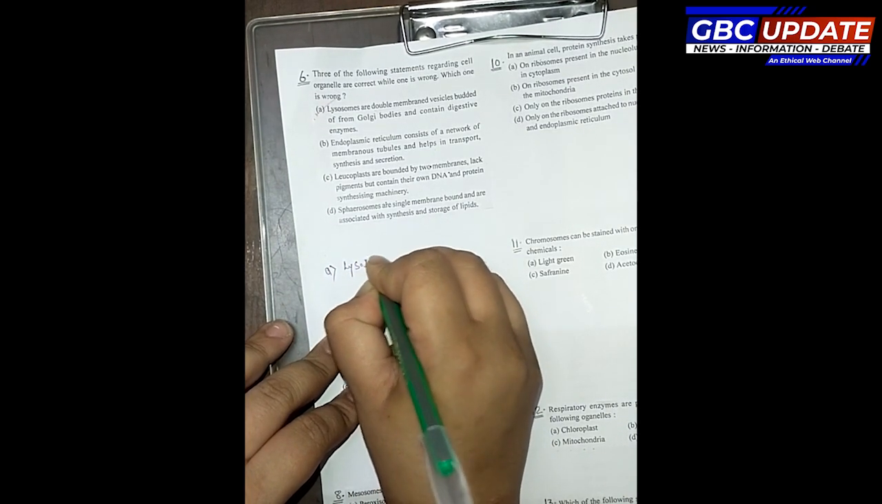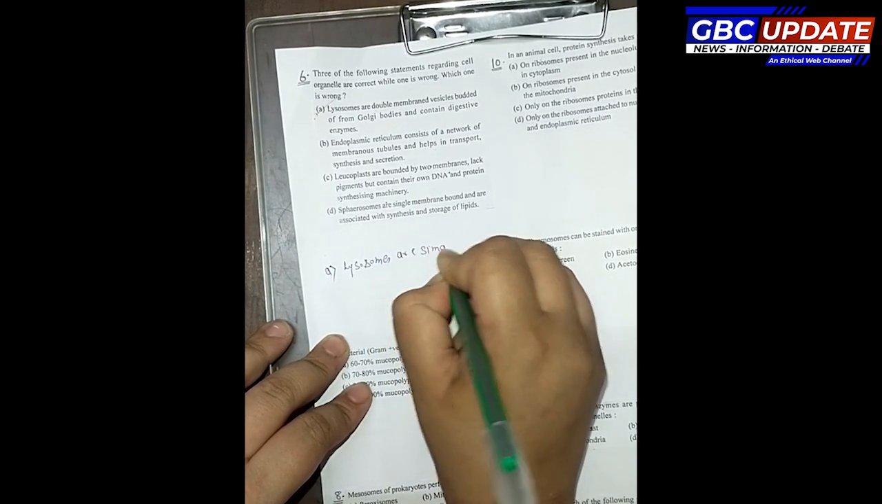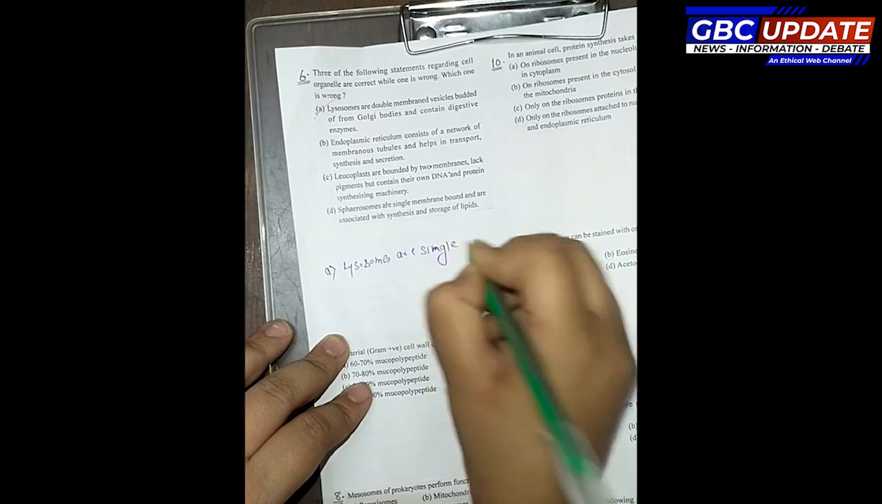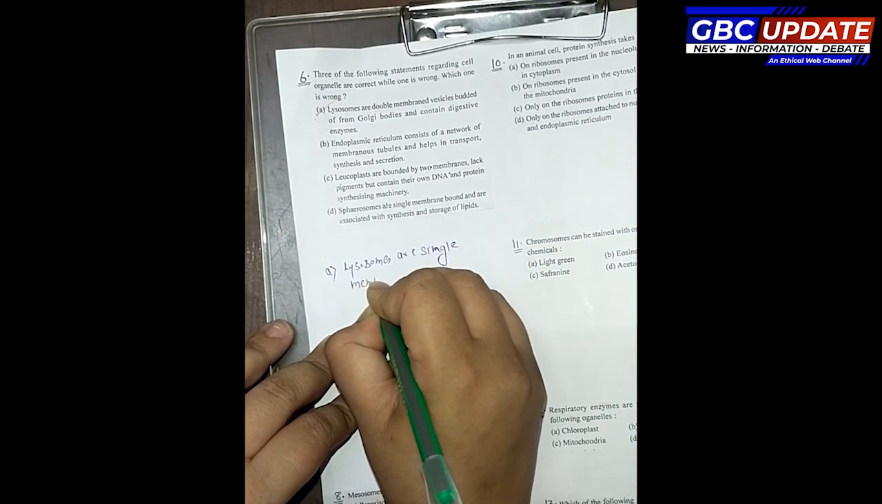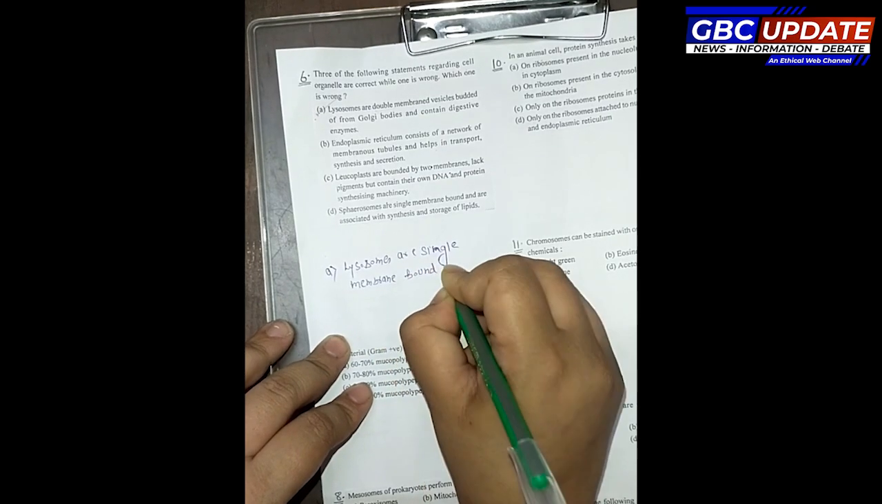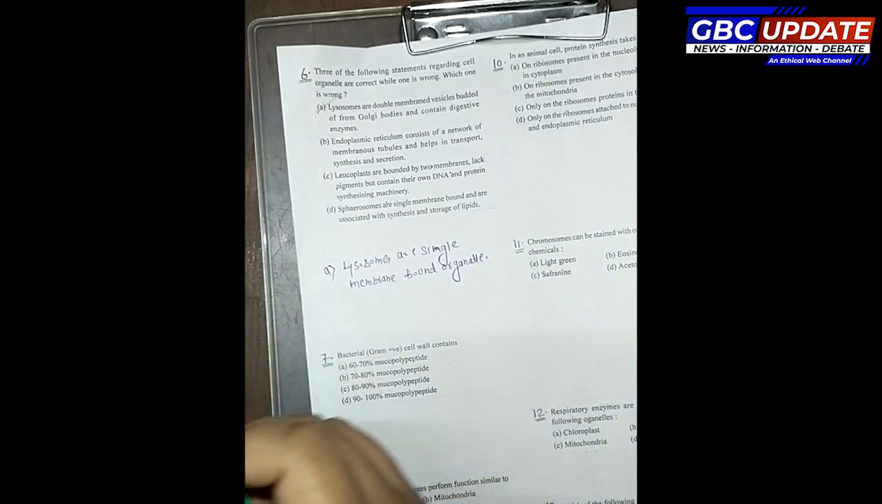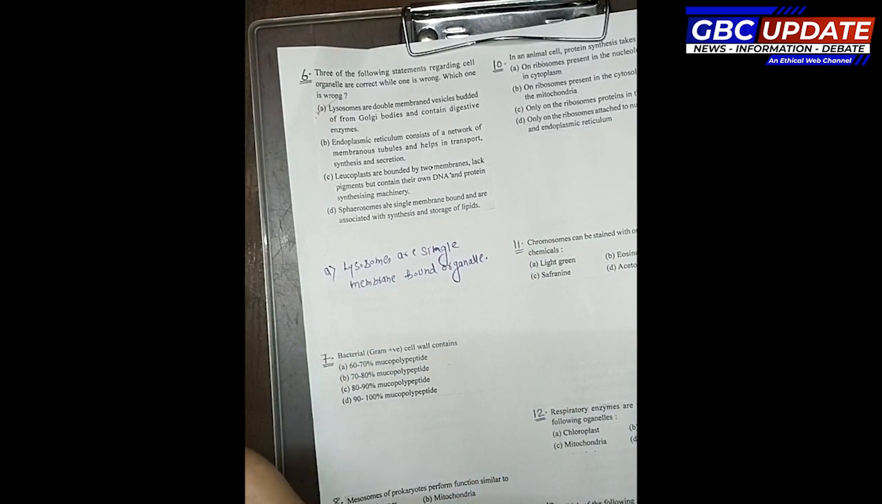lysosomes are single membrane bound organelles. Apart from this, all the details given are correct, like they are vesicles budded from Golgi body. This is correct. They contain digestive enzymes. This is also correct, but they are single membrane bound. That is why the correct option is A.